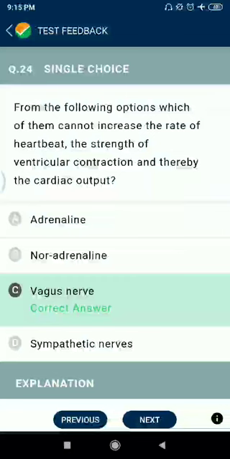Question number 24. From the following options, which of them cannot increase the rate of heartbeat, the strength of ventricular contractions and thereby the cardiac output? The vagus nerve. No, but adrenaline, noradrenaline and sympathetic nerves can.